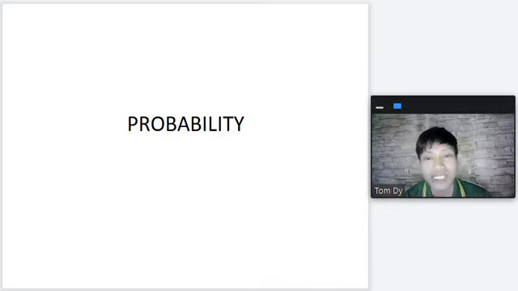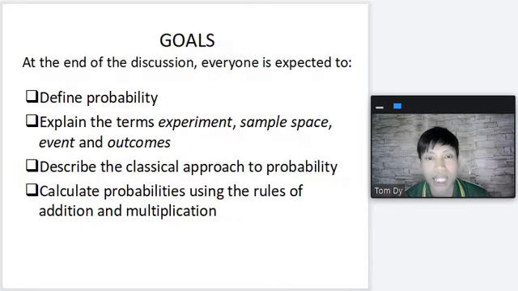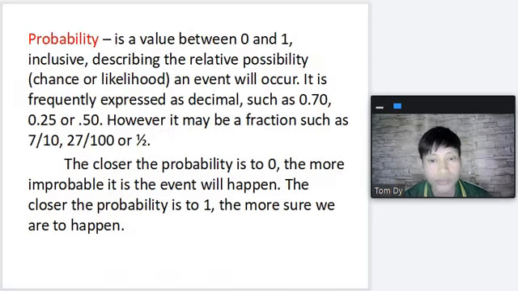Our discussion this day is all about probability. At the end of the discussion, everyone is expected to first define probability and then explain the terms experiment, sample space, event, and outcomes, and then describe the classical approach to probability, and lastly, calculate probabilities using the rules of addition and multiplication. So this time we will define probability.